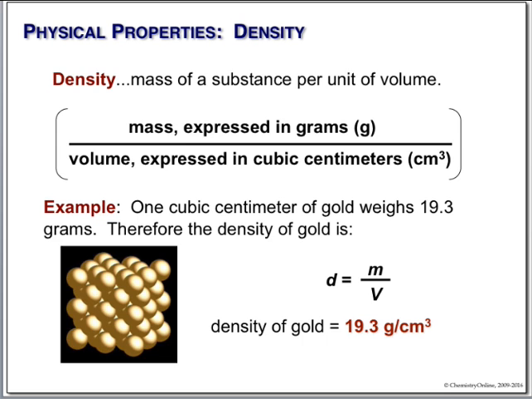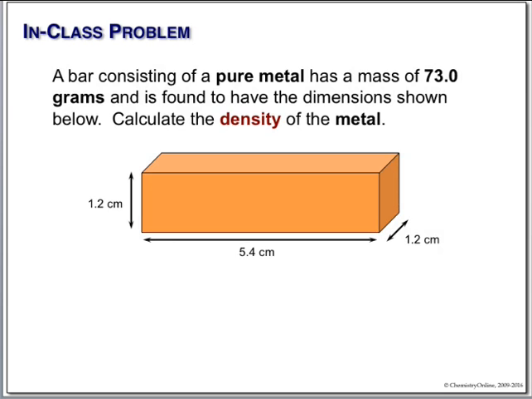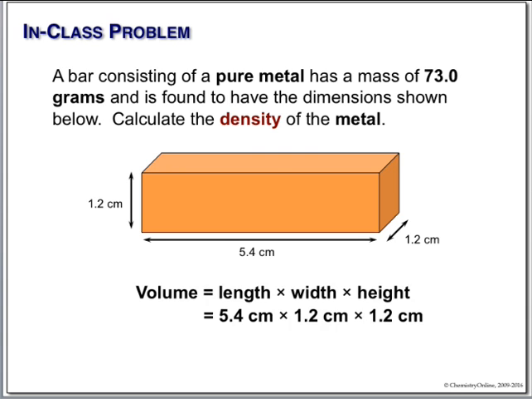The problem that we had in lab, we had a bar that was so long, so wide, and so high, right? First thing we did was to weigh it. Let's pretend that it came out to be about 73 grams. So that's our mass. Our volume is simply going to be length times width times height. So if you take this and plug in our numbers, multiply it all together, our volume here is 7.776 cubic centimeters.